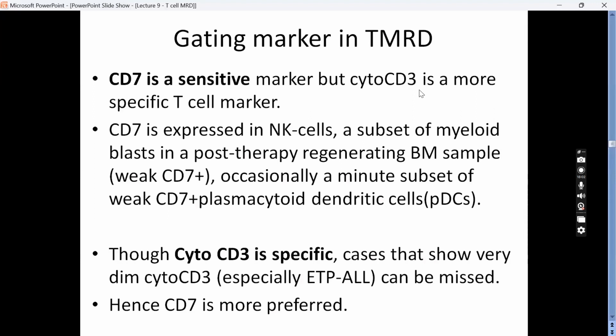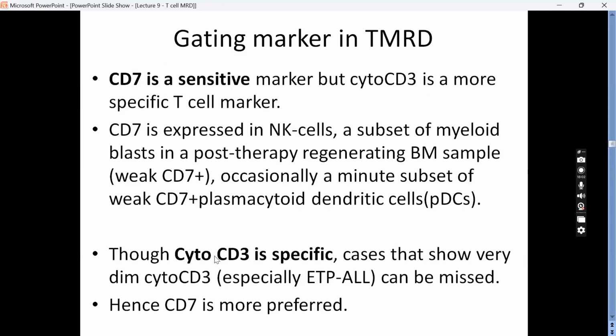So CD1a will be lost in the normal setting after the cortical stage during T cell development. At the cortical stage, they will be expressing CD1a. Once they become mature, they will lose CD1a. So when you find CD1a expression in the T cells, it is a sign of immaturity. Similarly, TdT. Similarly, CD99. So these four markers are markers of immaturity in T cells.